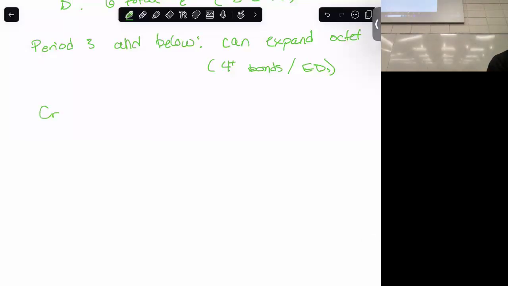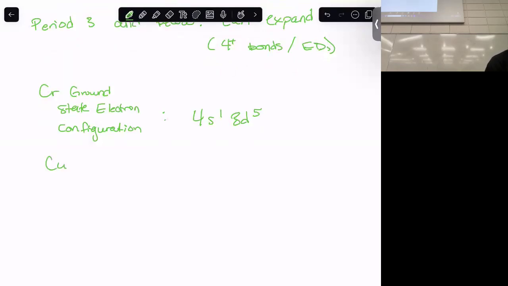Chromium. Ground state electron configuration is 4s1 3d5. And then copper's ground state electron configuration is 4s1 3d10. That applies to anything underneath both of those elements, so anything in the same group. So basically, like beryllium and boron, anything in the same group as that, the rules still apply. Yep.